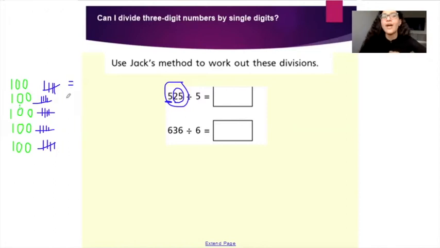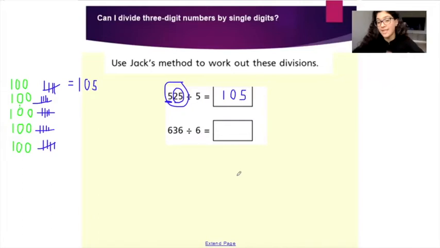So there's no point in working out the value of each row, because they're all going to be the same. So the value of one of those rows then is 100 plus 5 equals 105. So that means then that 525 divided by 5 equals 105.